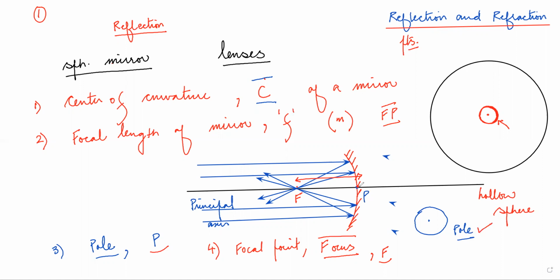Distance between pole of the mirror and principal focus F is known as focal length. It is represented by capital R.